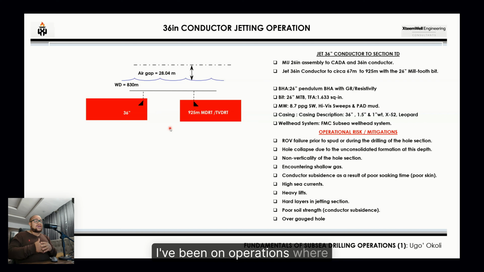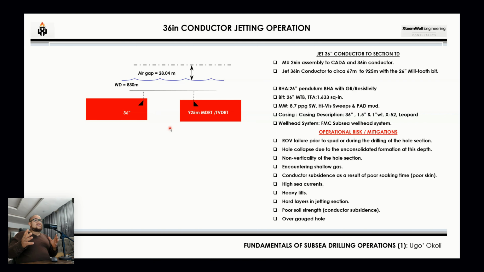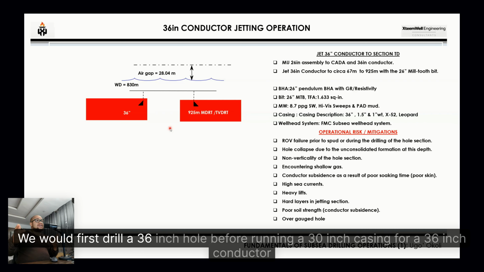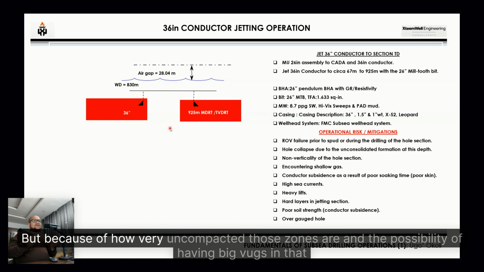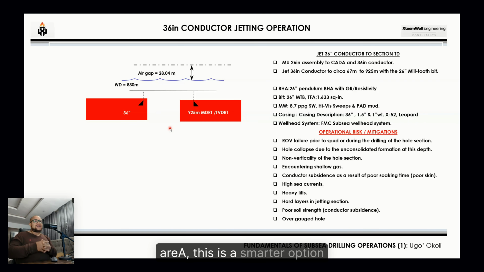I've been on operations where we would first drill a 36-inch hole before running a 30-inch casing. For a 36-inch conductor, we might drill a 26-inch hole, then use a 42-inch opener so that we can run the 36-inch conductor. But because of how very uncompacted those zones are and the possibility of having big vugs in that area, this is the smarter option.